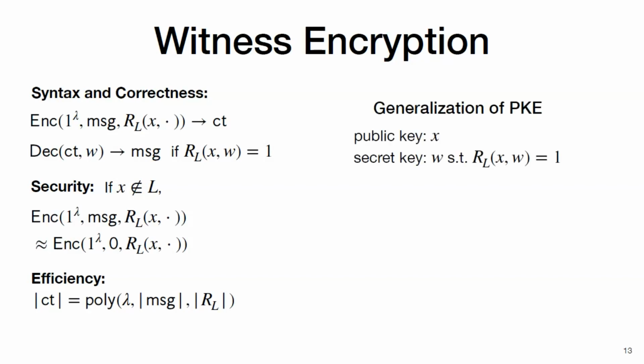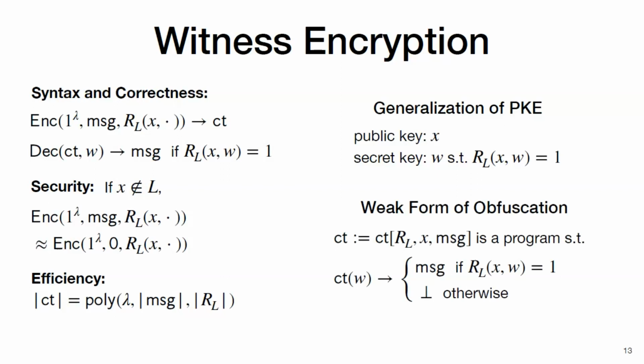Now, I want to give you two different ways of thinking of witness encryption. The first is thinking of it as a generalization of public key encryption, where your public key is the instance X for the relation, and the secret key is the witness needed to satisfy the relation, which also gives you a way to recover the message.